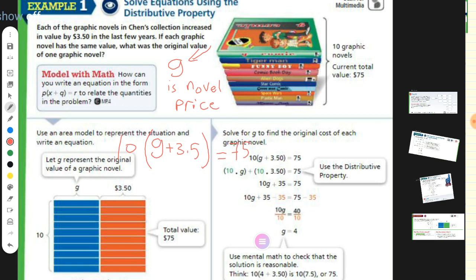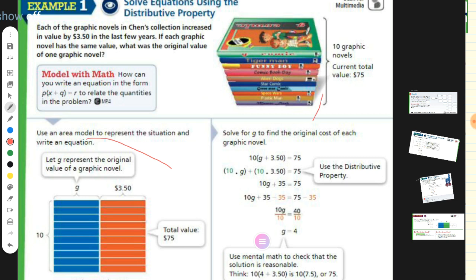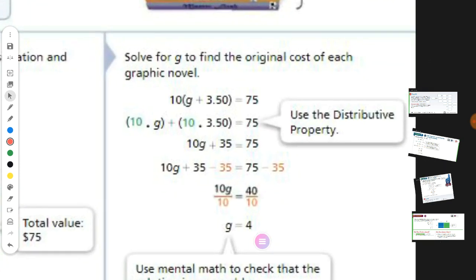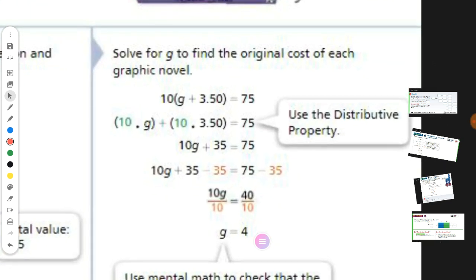Okay, first step, as you see, it's already solved. So how to solve it easily? First, we translate from English to a math expression, and this is the important part. Then we'll use the distributive property. Yes, 10 multiply G, 10G. Then 10 multiply 3.5, it will be just 35.